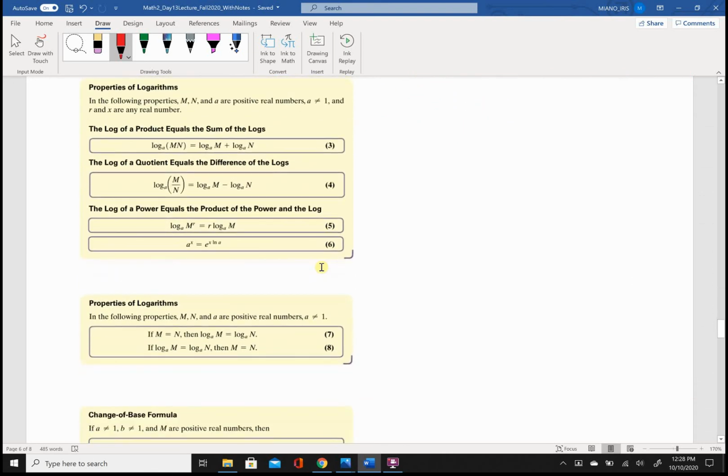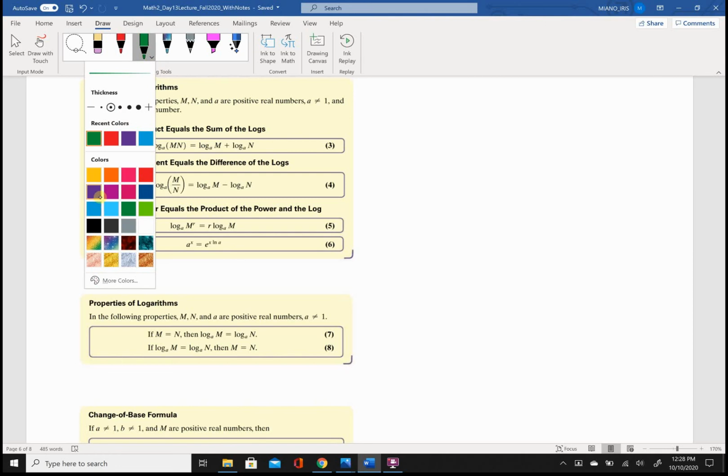More properties. Here we go. So for these next ones, they have names. They're called a log of a product, log of a quotient, and then being able to bring down the exponent. We'll get to that one in just a second. Let's go ahead and talk about log of a product, log of a quotient. So basically my mantra with this is, let's see, lighter green I guess we'll do.